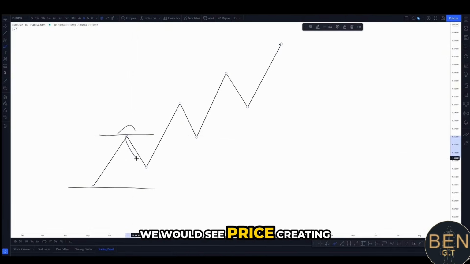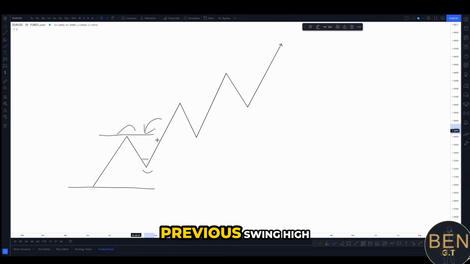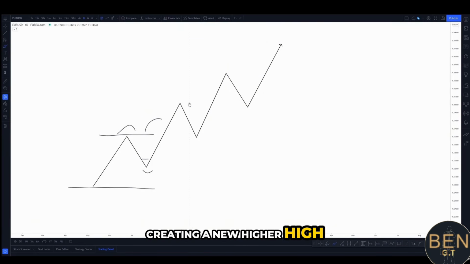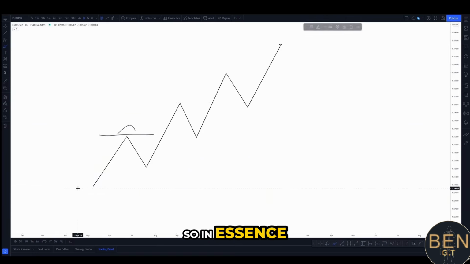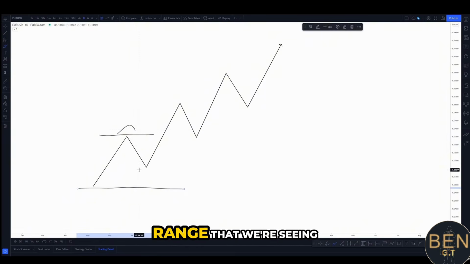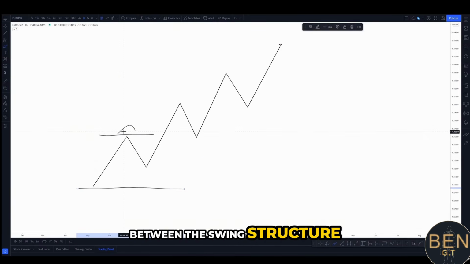We would see price creating substructure in the way of a counter trend pullback. We would form some sort of higher low, see a change of character, create minor structure, and then eventually break the previous swing high, creating a new higher high. So in essence, the idea of this structural range that we're seeing between this swing structure, there are two different ideas or outcomes that could happen.